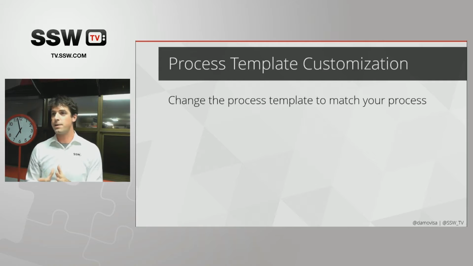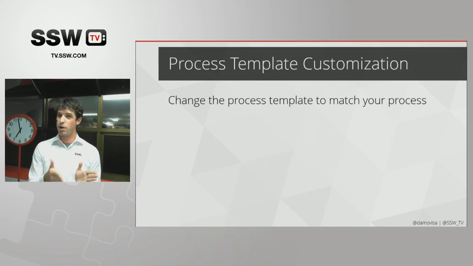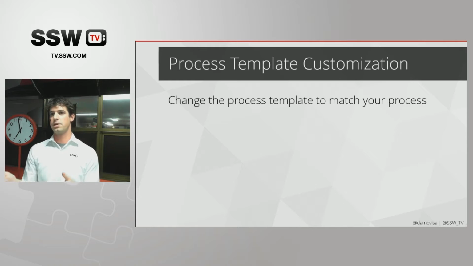So the idea behind this is that you change the process template. So that's your work items, the different states that those work items can have, how that appears, what fields are in there, all of that kind of stuff, to match your process rather than the other way around. So if you're doing Scrum, or Scrum kind of, or anything like that, which of course you shouldn't be, but if you are, then you can modify the templates to suit what your process does.